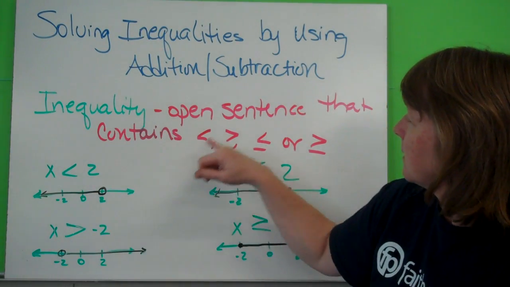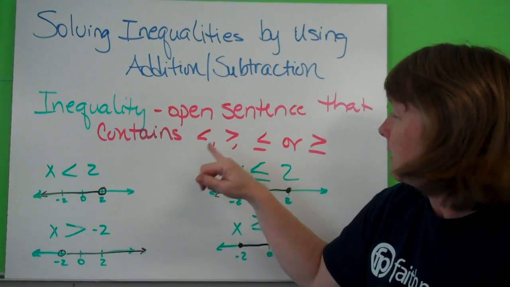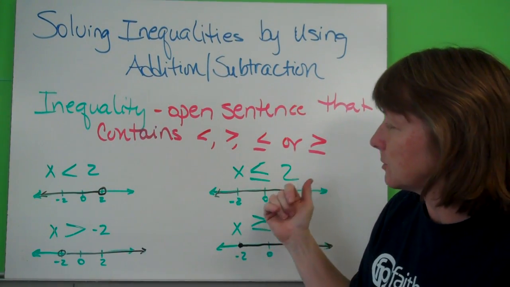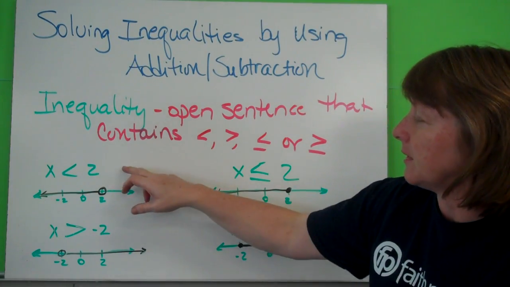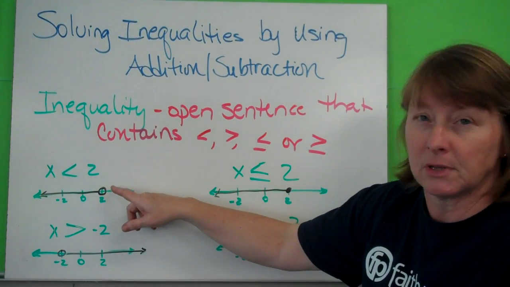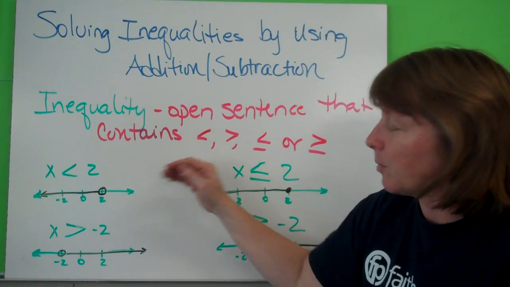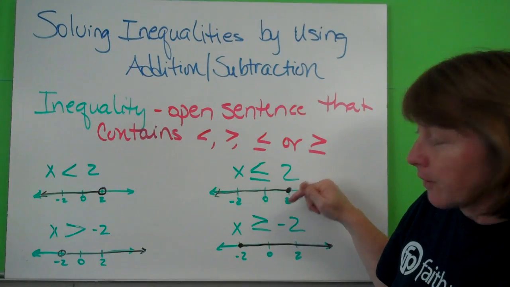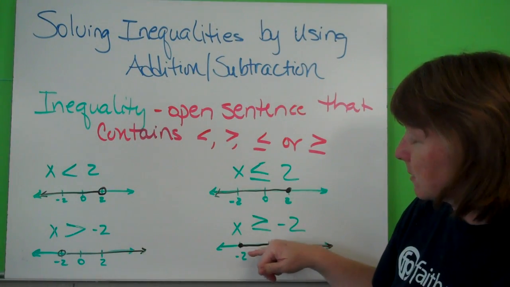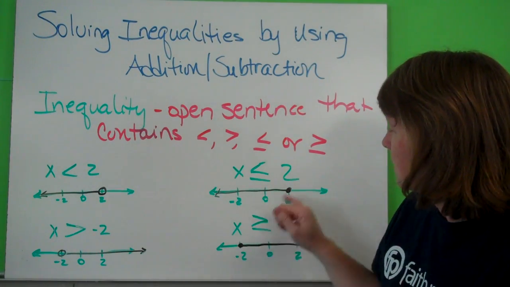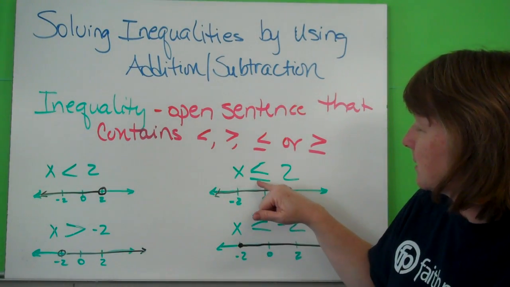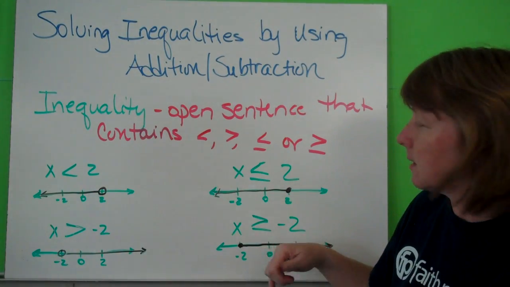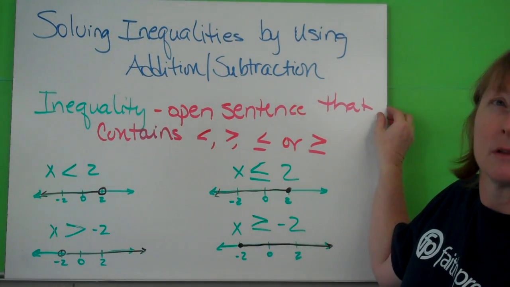What is an inequality? It's an open sentence that contains less than, greater than, less than or equal to, or greater than or equal to. You graph it. If it is less than or greater than, you use the open circle and then point it in the direction it needs to go. If it is less than or equal to, or greater than or equal to, you use the circled in dot. The way I remember this is it takes extra ink to draw the equal sign, and it takes extra ink to circle in the dot. And that's how I remember it.